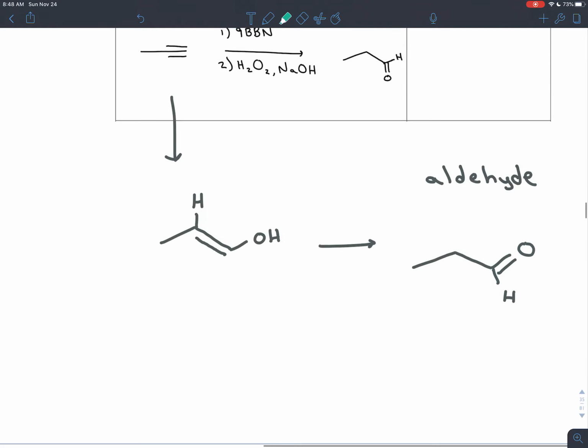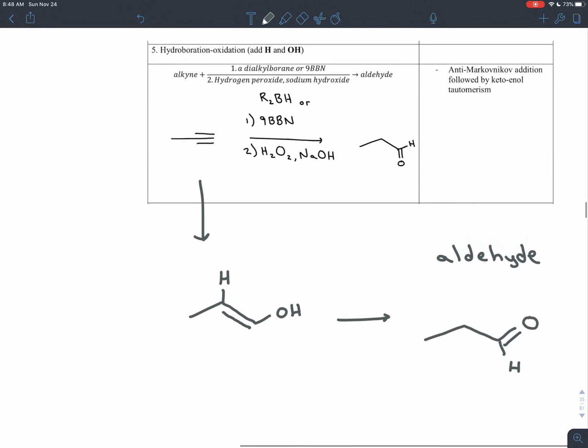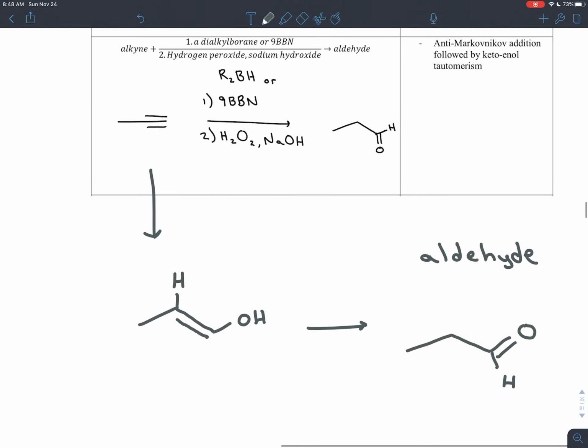The smallest aldehyde is one that you have probably heard of. If you have a carbon double bonded to oxygen with a hydrogen on both sides, that is formaldehyde. Formaldehyde, that's the smallest aldehyde. But aldehydes in general are any molecules that have a carbon double bonded to oxygen with a hydrogen on one side. And so when you do this hydroboration-oxidation on a terminal alkyne, a triple bond that's at the end of a carbon chain, you end up getting these aldehydes.